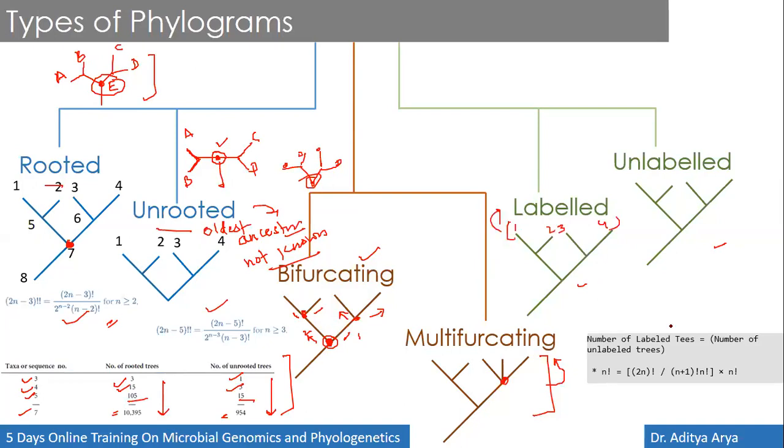There are also mathematical relationships, just like for rooted and unrooted trees, to calculate the number of labeled and unlabeled trees, because the number of unlabeled trees will be very few. Unlabeled trees will just tell you about the topology. You do not know whether this is 1, this is 2, this is 3 or 4, but labeling can be done in multiple ways. So did that make sense to you? Is it clear that we can classify phylogenetic trees or phylograms on different criteria? They can be rooted, unrooted, they can be bifurcating, multifurcating, they can be labeled or unlabeled.